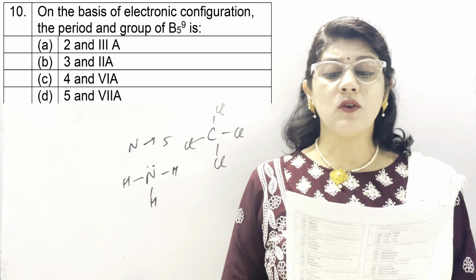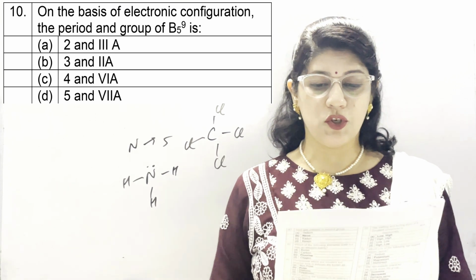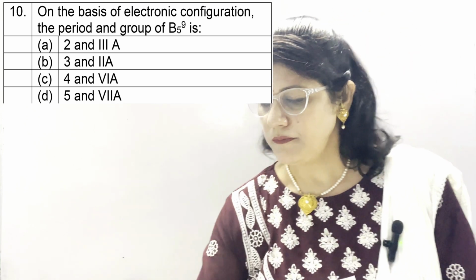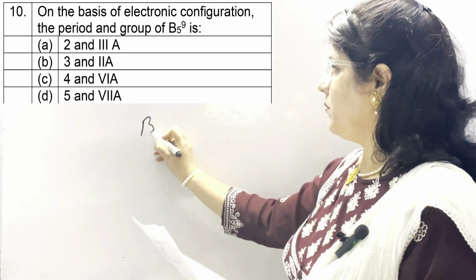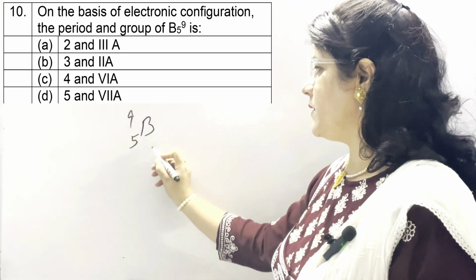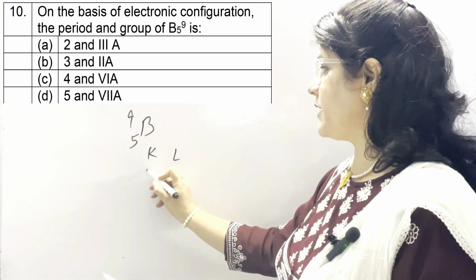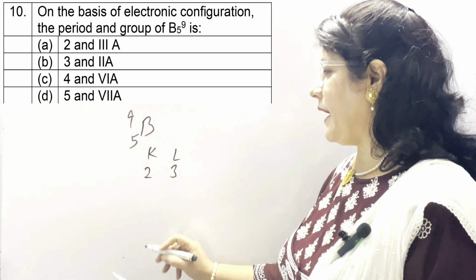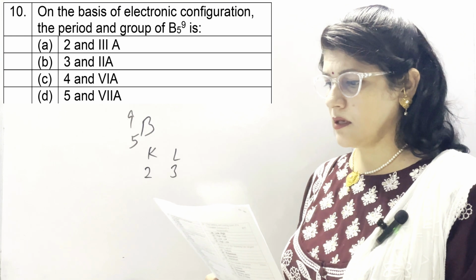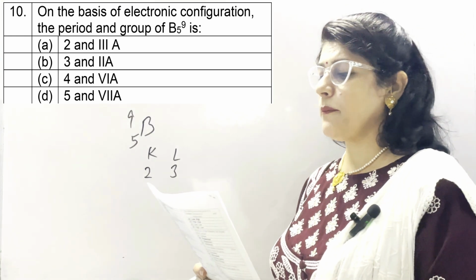MCQ number 10 is: on the basis of electronic configuration, the period and group of boron. Boron 5, 9. It means the atomic number of boron is 5. So K and L configuration is 2 and 3. And mass number is 9. It means 4 neutrons.